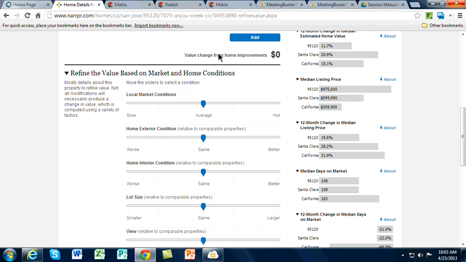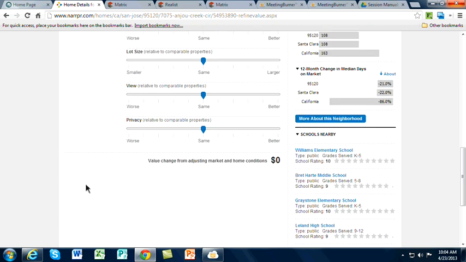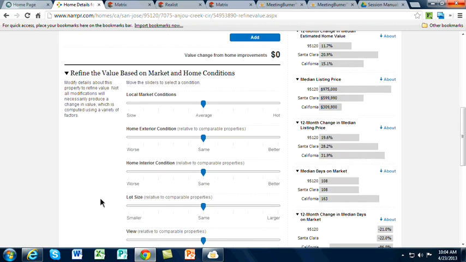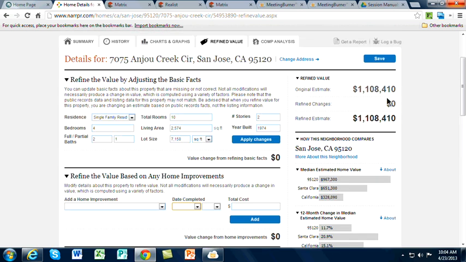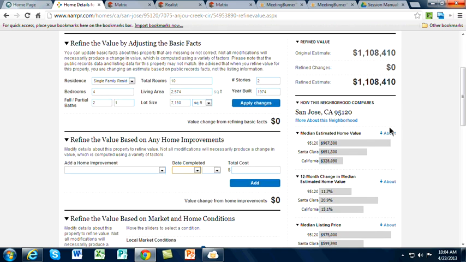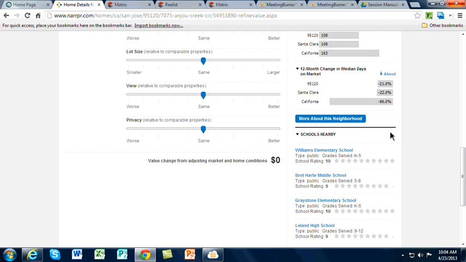And the other thing that we can do, it's got little sliders. Don't you love these little things on the computers? You can move them back and forth. So are the market conditions better today than maybe when, is the exterior better or worse, the interior better or worse, lot size or whatever? And this would be sort of relative to the market. So if somebody has done just like a killer job on landscaping and things like that, then you could make adjustments.